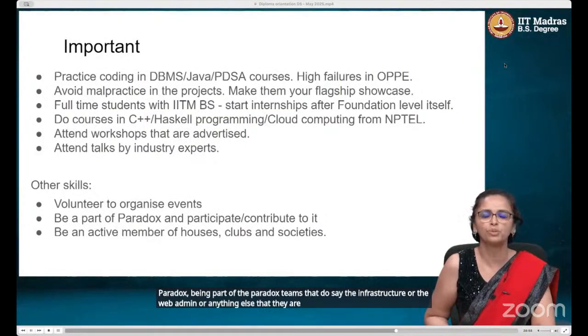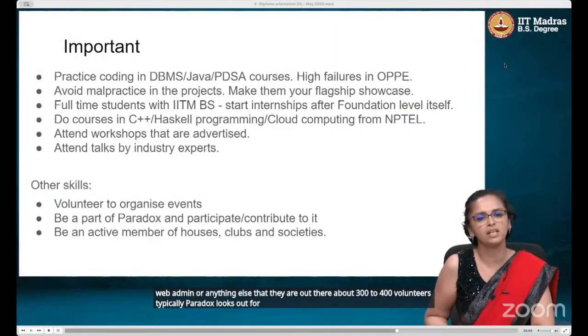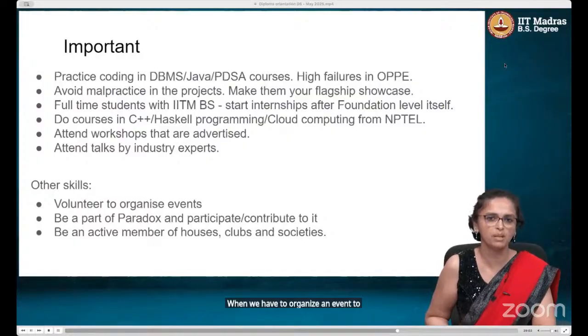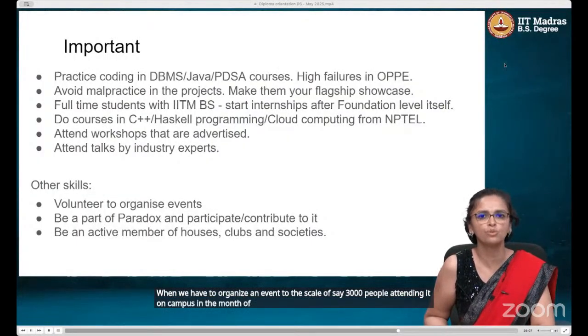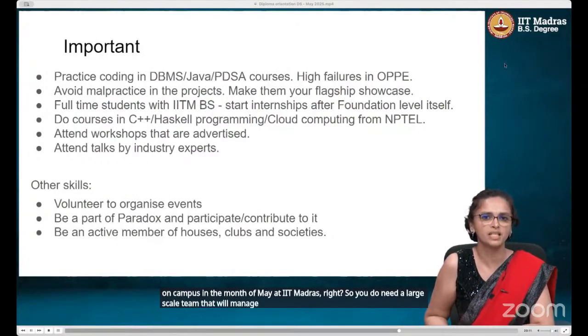About 300 to 400 volunteers is what Paradox typically looks out for when we have to organize an event at the scale of, say, 3,000 people attending it on campus in the month of May at IIT Madras, right? So you do need a large-scale team that will manage all the logistics for that particular program.